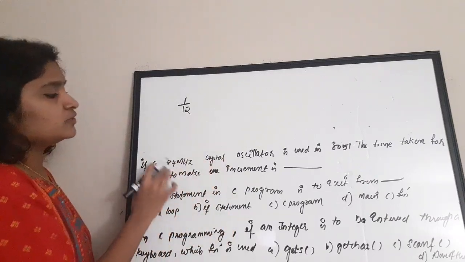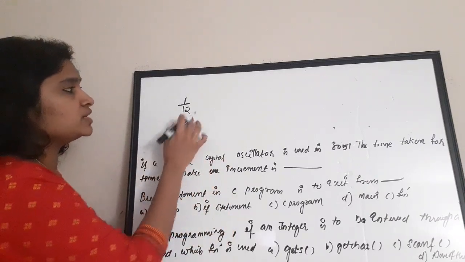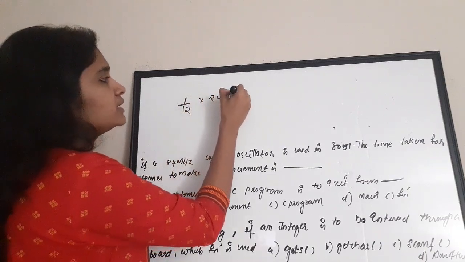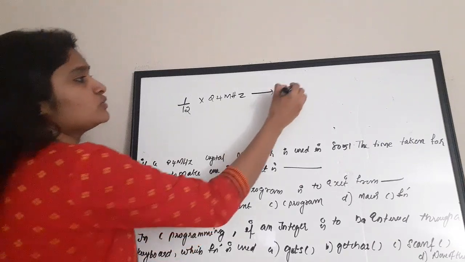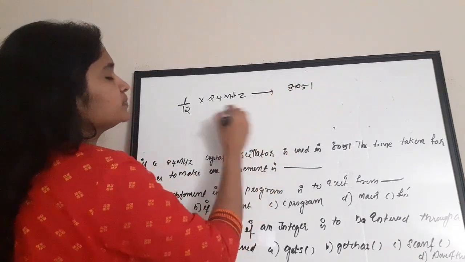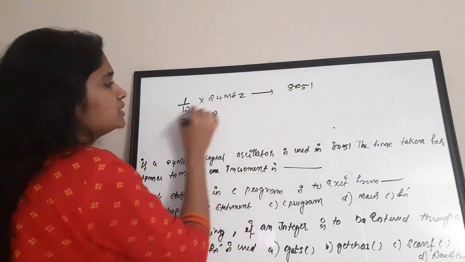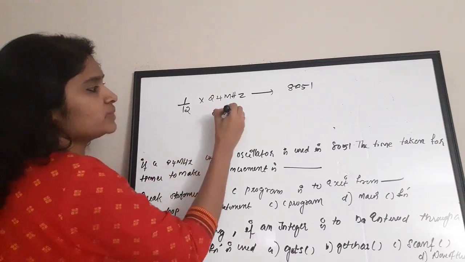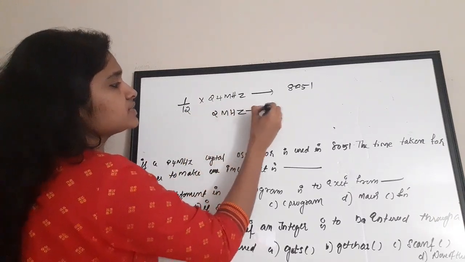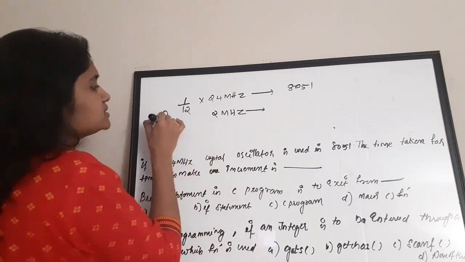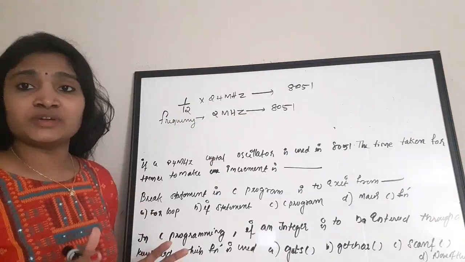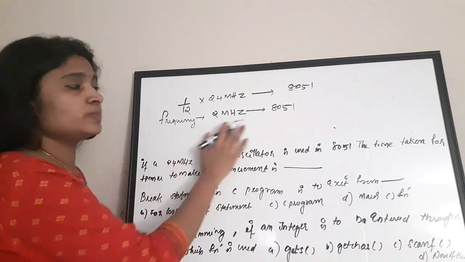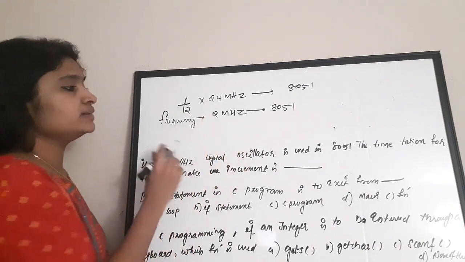So here the frequency is 24 megahertz, which means 1 by 12th of 24 megahertz will be given as the frequency to the 8051. So what will be the frequency obtained? It will be 2 megahertz. 24 by 12 is 2 megahertz, right? So 2 megahertz is the frequency given to 8051, and you need to find the time period.